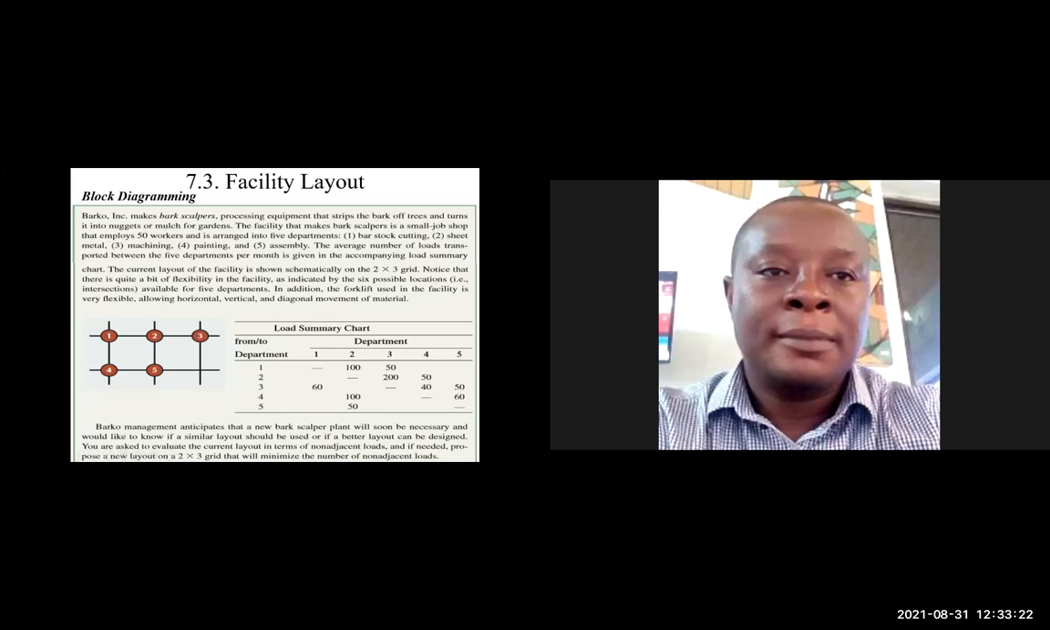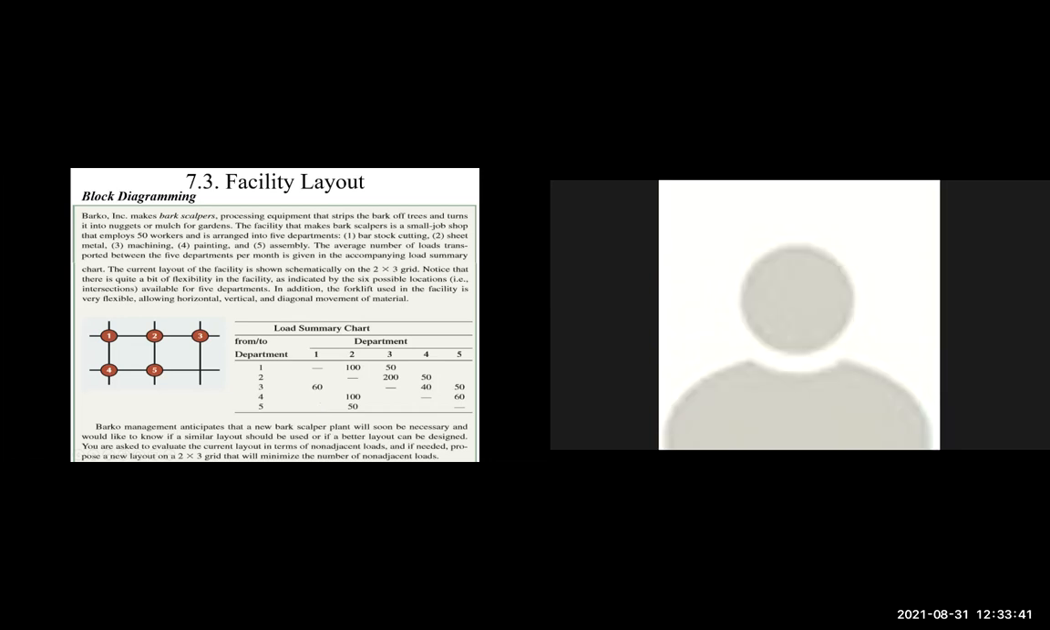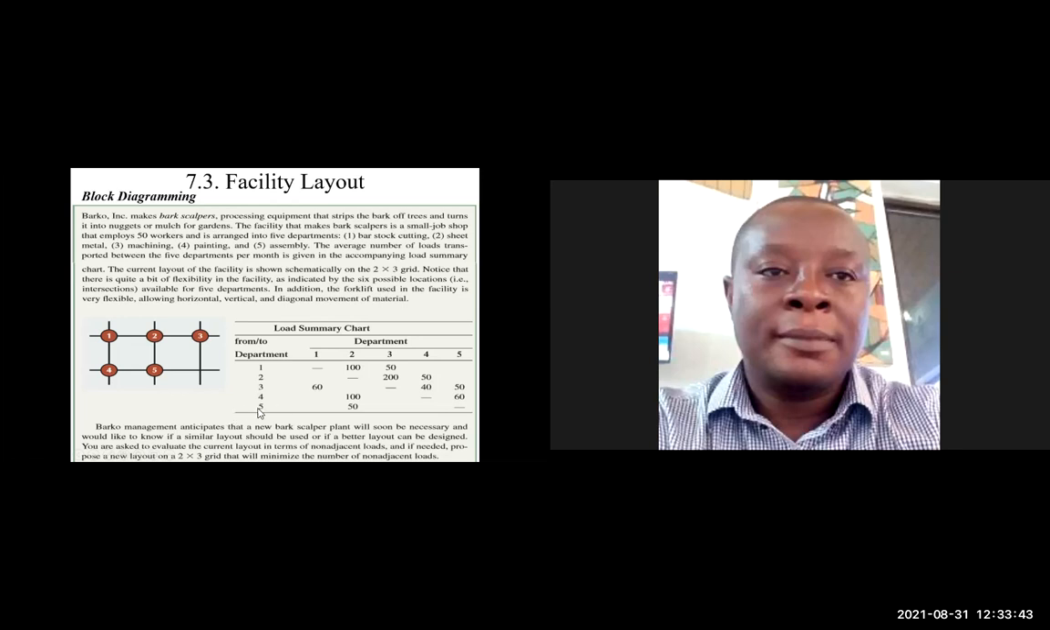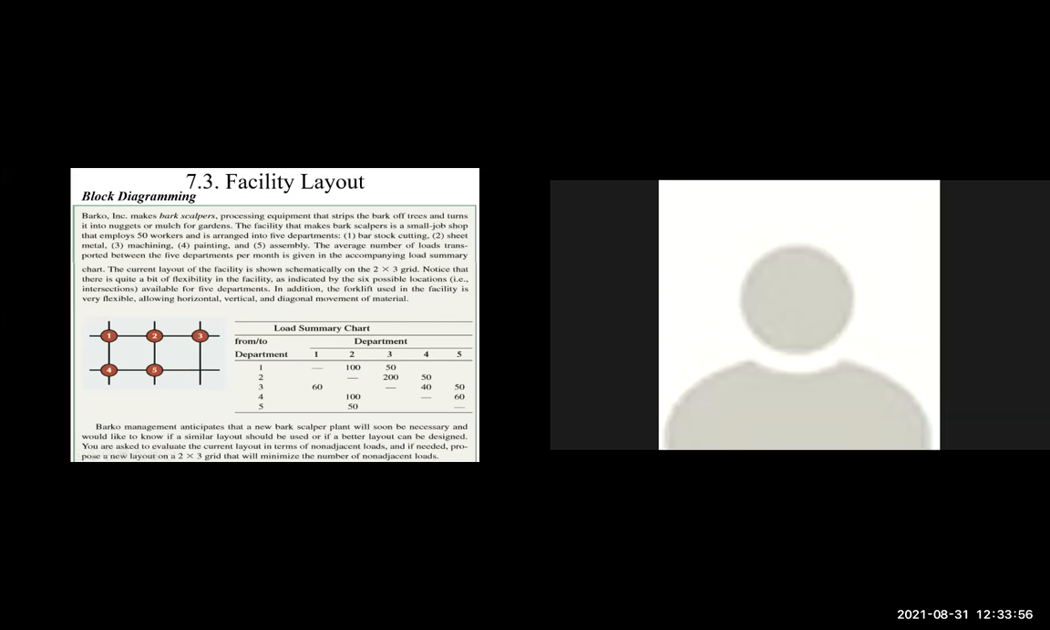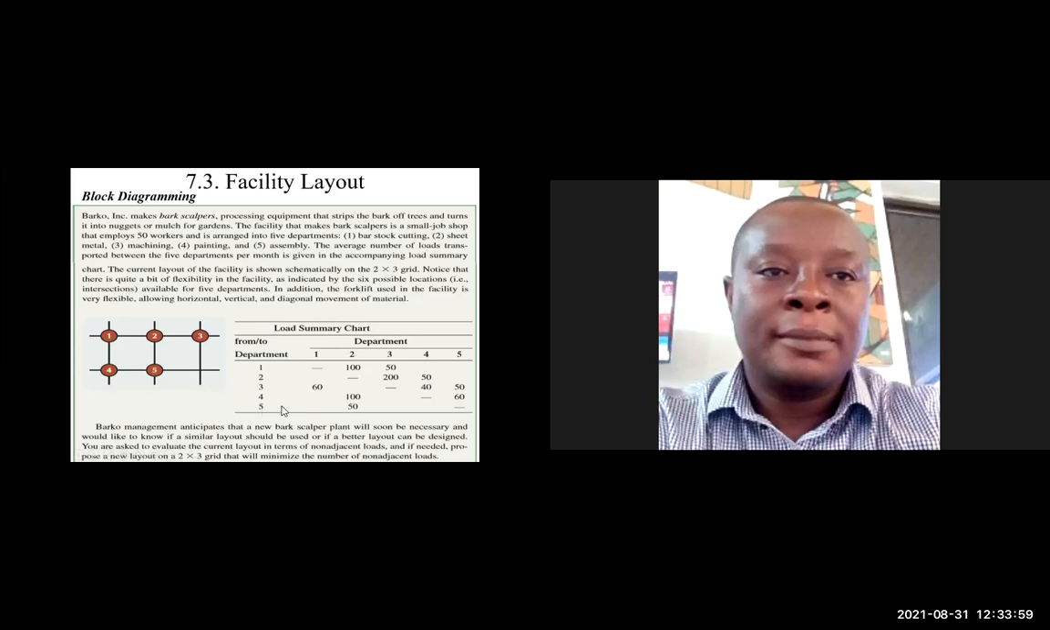Then we come to 2 and 4. 2 and 4, we have 50. What about 4 and 2? Nothing there, correct? So it should be 50 plus zero, which will be 50. Now we come to 2 and 5. 2 and 5 is zero. And then let's pick 5 and 2.